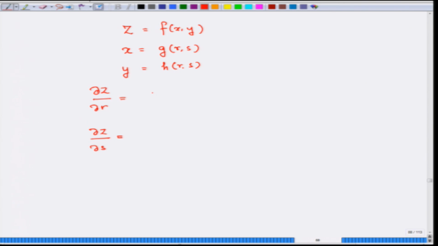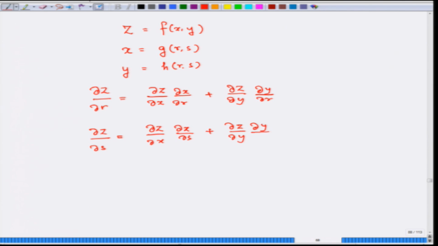Now I want to find what these are using the data that I already have. So, this will give you ∂z/∂x and ∂x/∂r. So, you first differentiate with respect to x, the partial derivative, and then differentiate x with respect to r. Similarly, you have to do it for y. So, ∂z/∂y ∂y/∂r. Similarly, in this case you have ∂z/∂x ∂x/∂s, and then plus ∂z/∂y into ∂y/∂s, that is the chain rule.